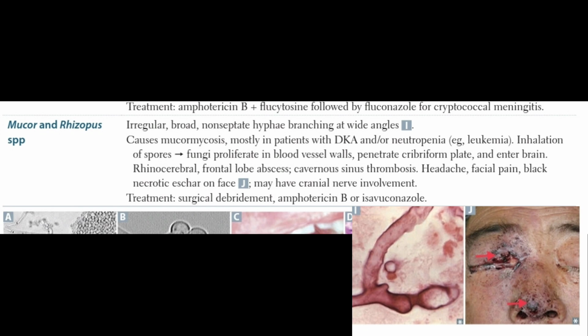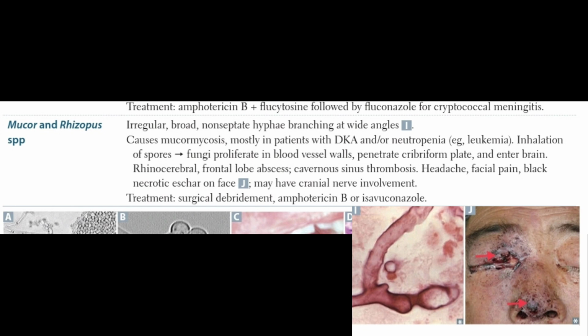Mainly Mucor causes mucormycosis, and it mostly occurs in ketoacidotic diabetic or neutropenic patients. Neutropenia especially occurs in leukemic patients. If there is inhalation of spores, the fungi proliferate in the blood vessel walls, penetrate the cribriform plate and enter the brain. So it causes mucormycosis. Rhinocerebral frontal lobe abscess and cavernous sinus thrombosis are the severe diseases caused by these Mucor and Rhizopus species.